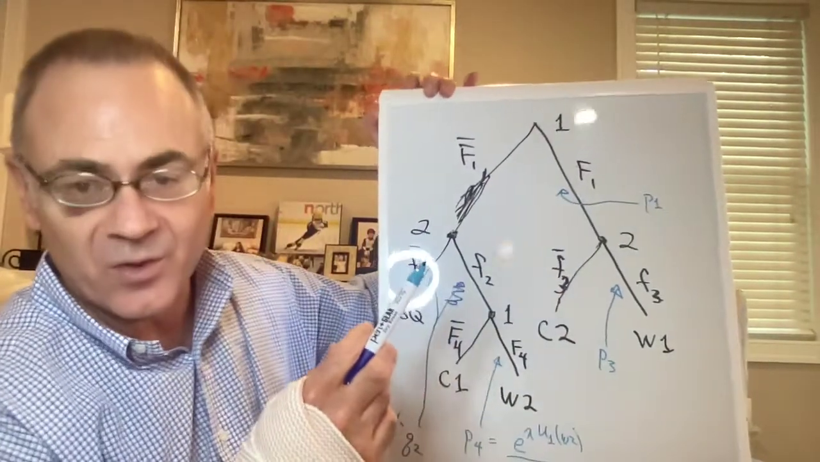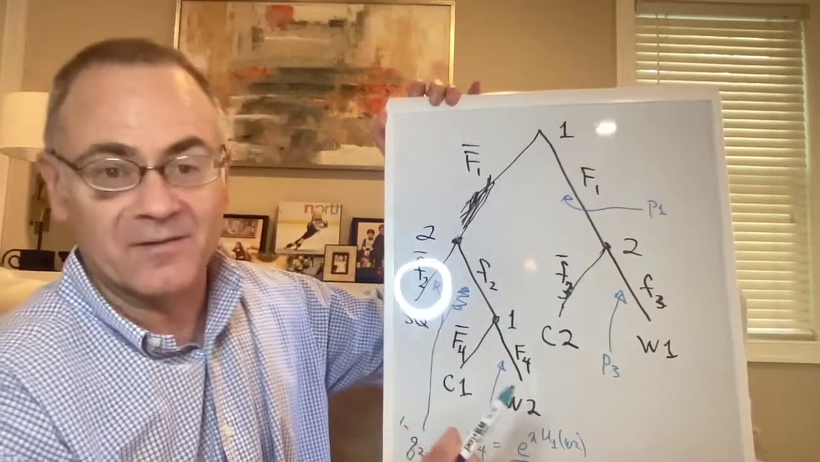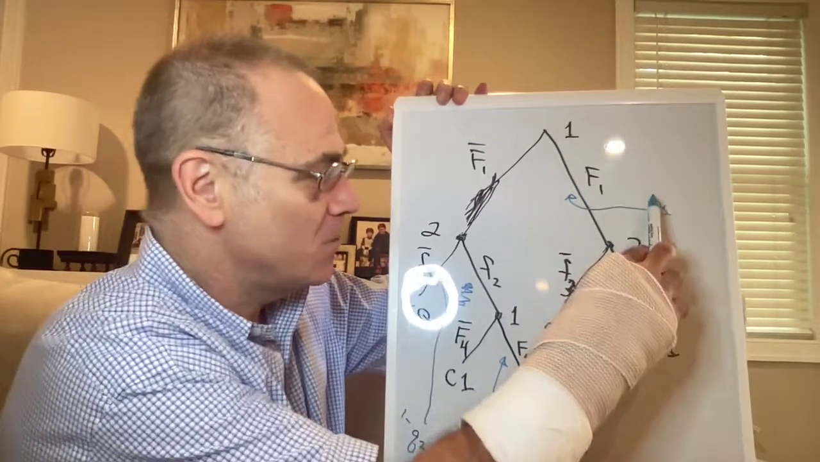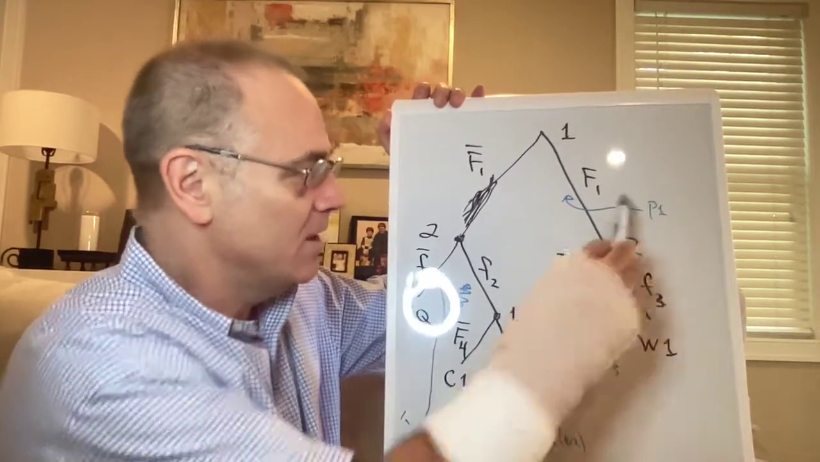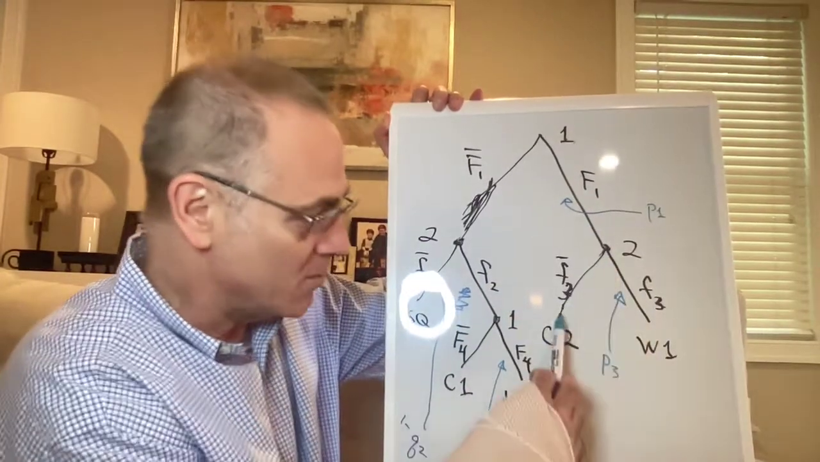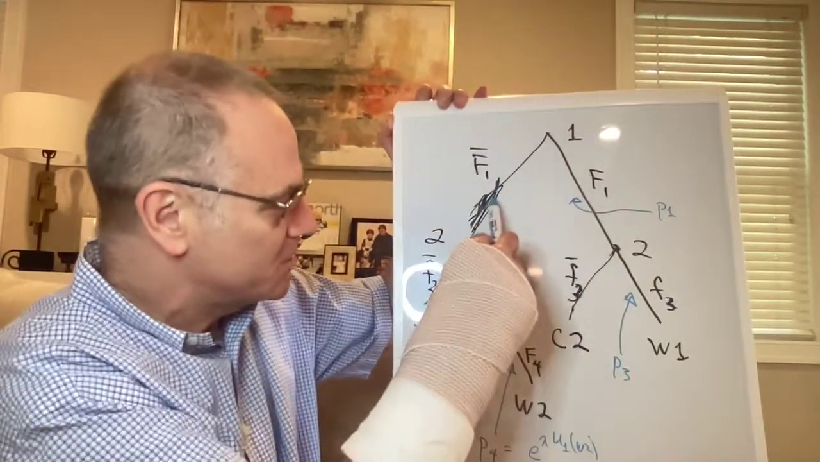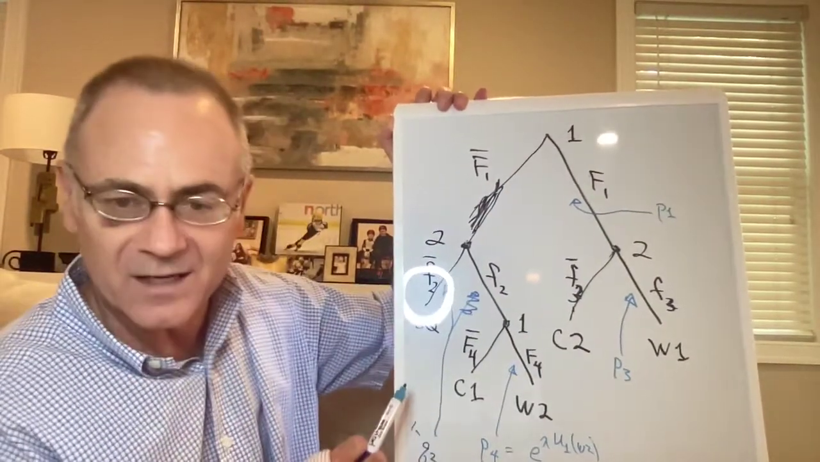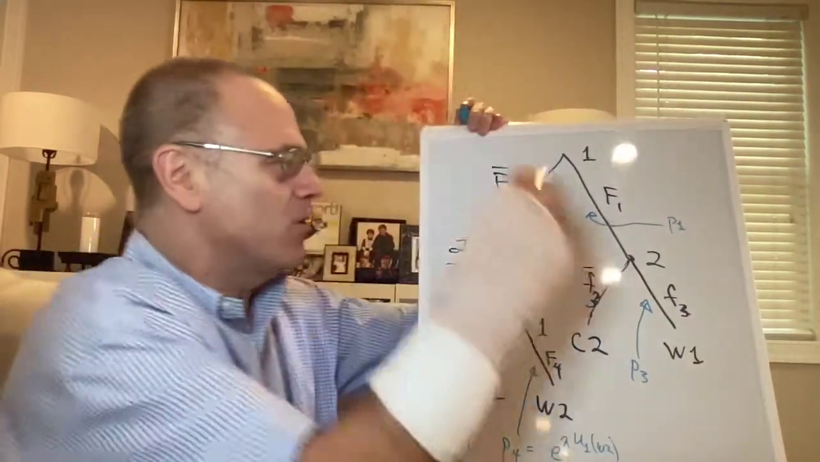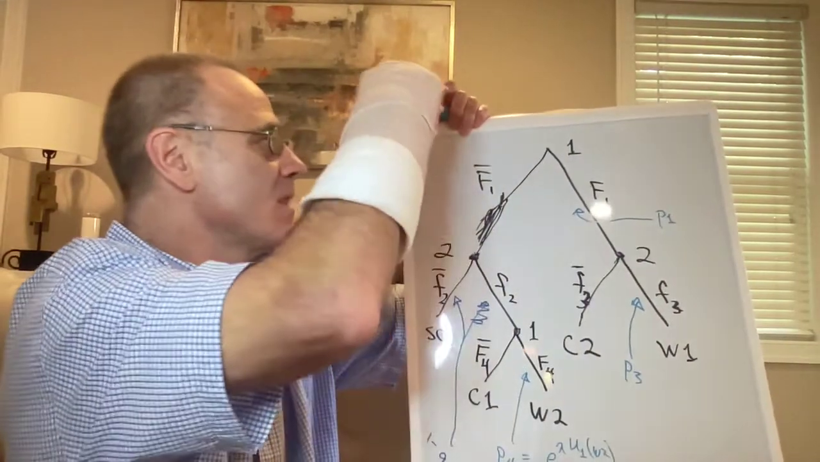So once we compute P1, we can start talking about the probability of observing each outcome. So the probability of observing W1 is just P1 times P3. The probability of observing C2 is just P1 times 1 minus P3. Probability status quo is going to be 1 minus P1 times 1 minus Q2, and so on. Okay, so that's where we're going. The last thing is just we got to calculate this P1.